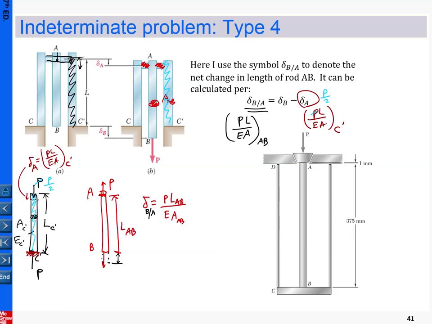So by doing so, in these sections, I simply introduce this new symbol, B relative to A, indicating the deformation of this one. That is basically the relative displacement between B and A, representing the deformation of the shaft.